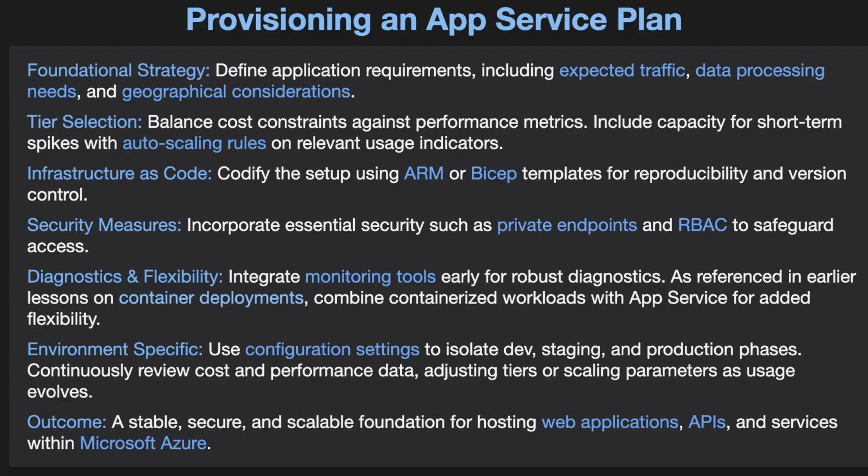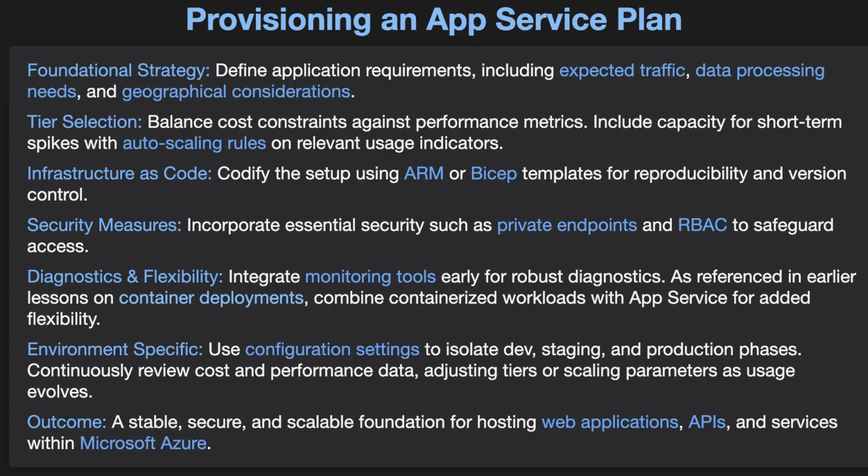Provisioning an app service plan is best approached with a foundational strategy. First, define application requirements, the expected traffic, data processing needs, and geographical considerations. Then, select an appropriate tier by balancing cost constraints against performance metrics. Include capacity for short-term spikes, factoring in auto-scaling rules set on relevant usage indicators. Next, codify the setup in ARM or bicep templates, ensuring reproducibility and version control.